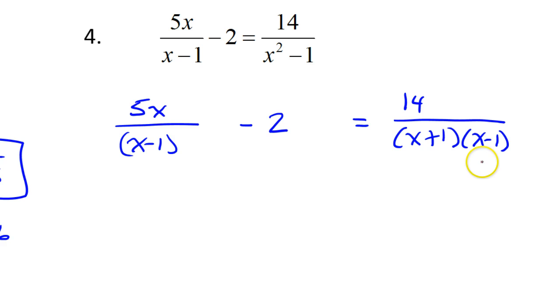Anytime I want to get rid of a fraction, one way to do it is by multiplying by the denominator. So I'm looking at my denominators here. I see x minus 1 in two different places, and I see x plus 1. So what I can do is multiply everything by whatever I see in the denominator. So I see two things in the denominator: x minus 1 and x plus 1. That's all I see. So that means I'm going to multiply everything by x plus 1, like this.